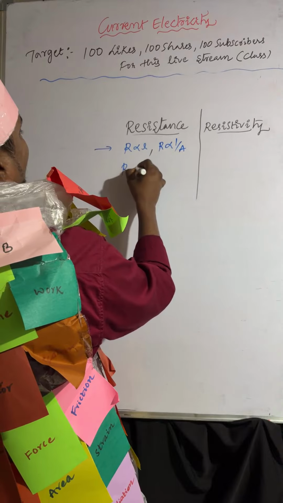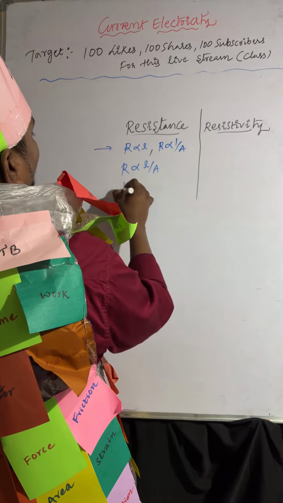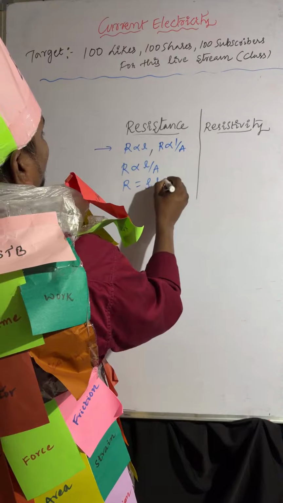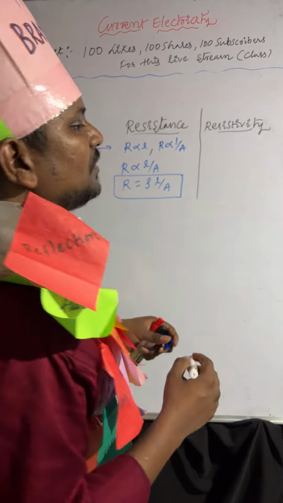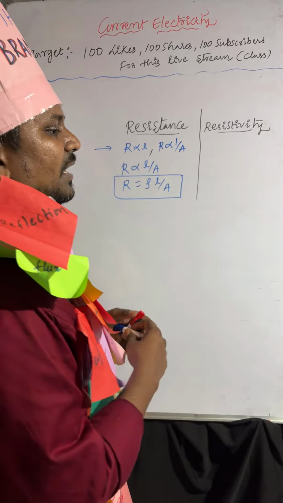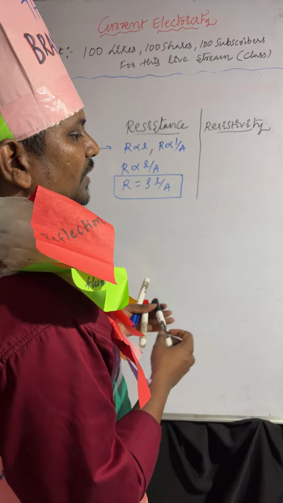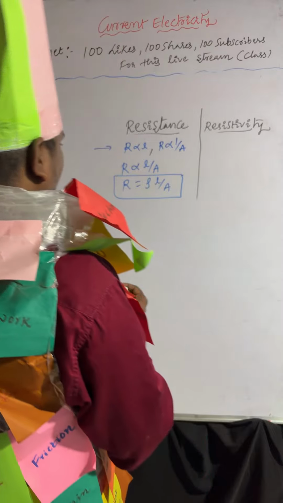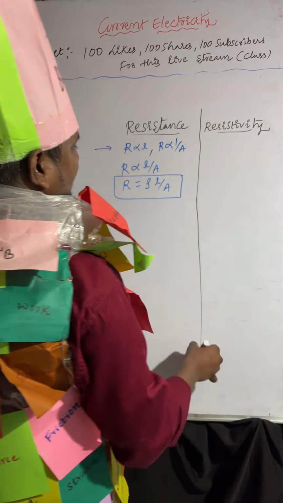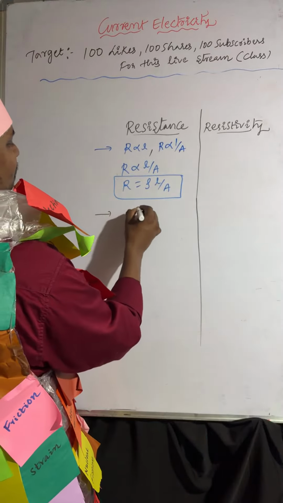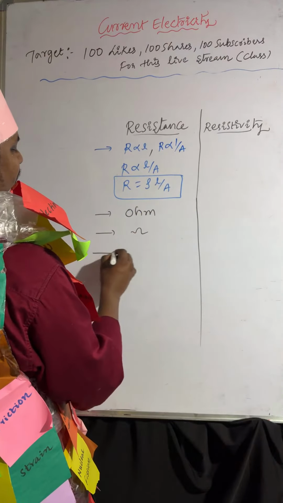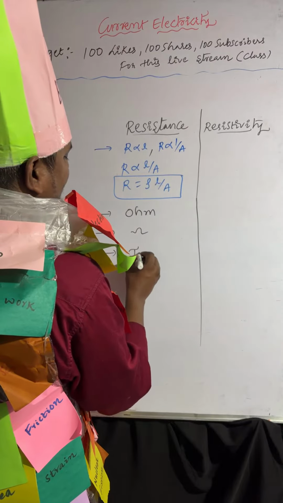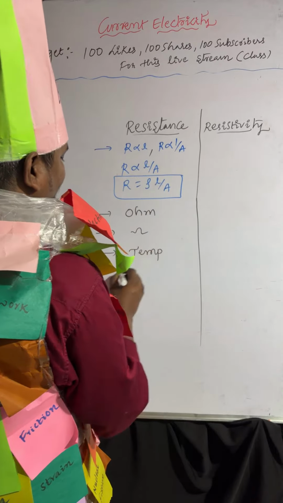So R is directly proportional to L by A. R equals rho into L by A. Understood or not? Now you can observe resistance. The SI unit of resistance is ohm. And coming to it, resistance depends on temperature.